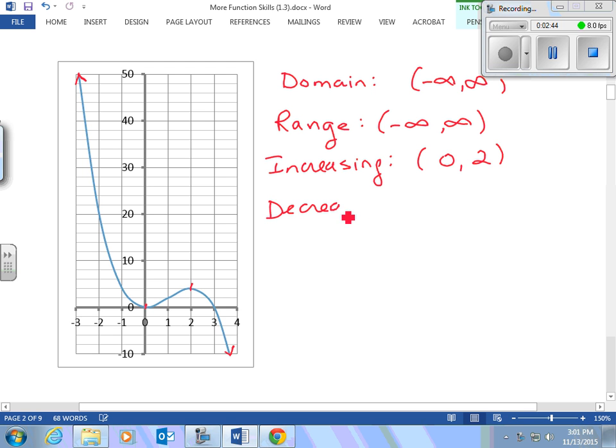If we look at decreasing, it's important to remember that we're looking at what happens to the function as we go from left to right, so as x increases. So we can see that it's actually decreasing all the way from negative infinity to 0. And it's also decreasing again from 2 to infinity.